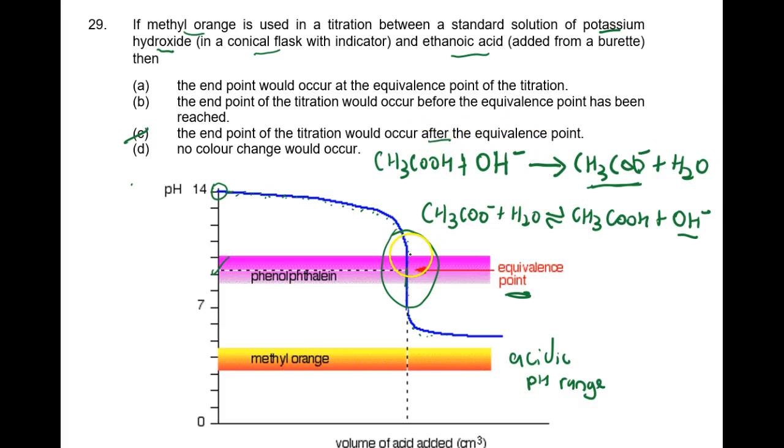As you can see here, you're going to pass the equivalence point. No color change is going to happen. As you keep adding more and more acid, that is when eventually you may see the end point taking place. So this is the statement for this question. But always remember, if you have chosen the right indicator for the titration, your endpoint and equivalence point should happen at the same time.